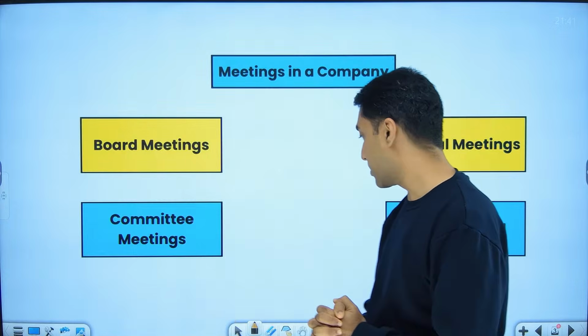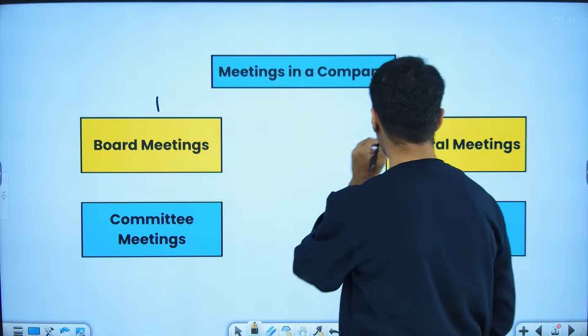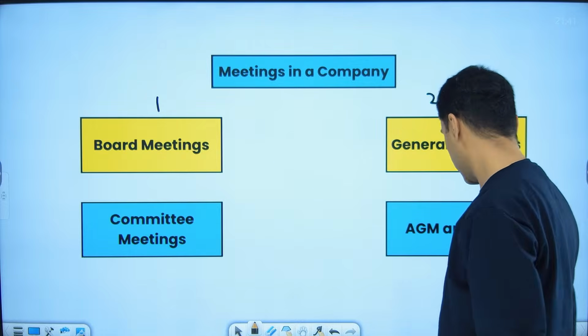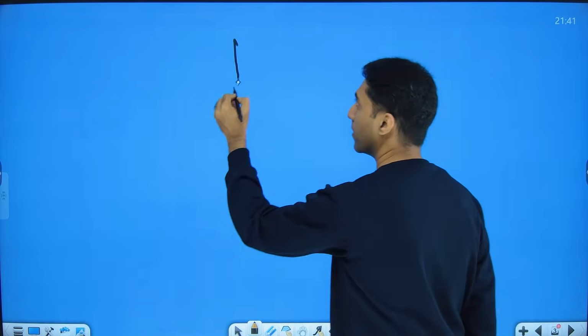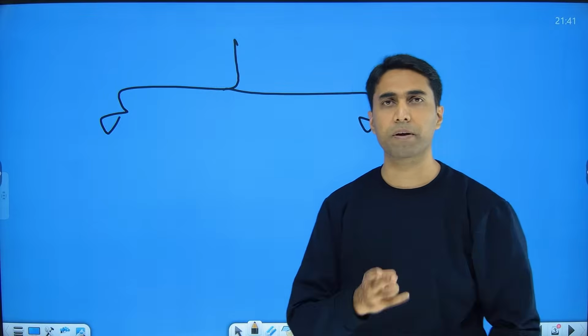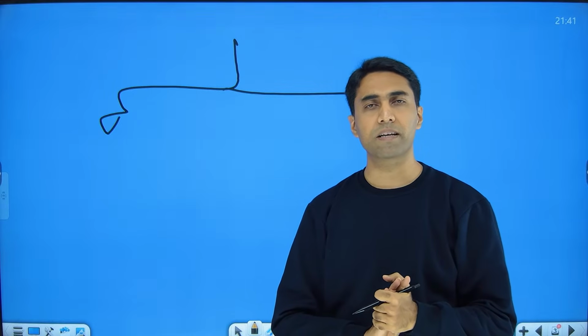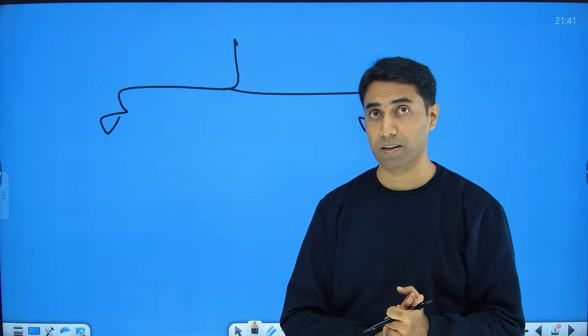Okay, so let's directly get into meetings and dive deeper. So first things first, when we look at a company, in a company broadly we have board meeting and general meetings. So before that, you need to understand one very basic concept. In a company, we have two decision making bodies. So company is the only form of organization which has two decision making bodies.